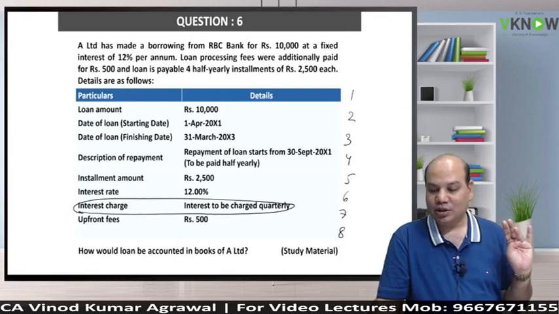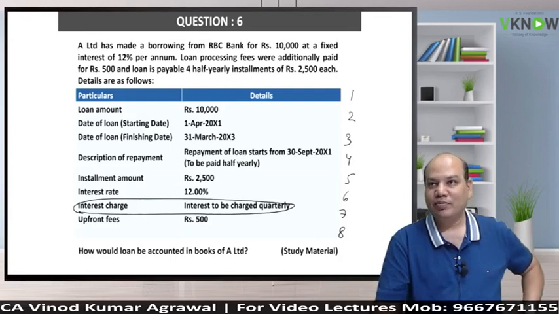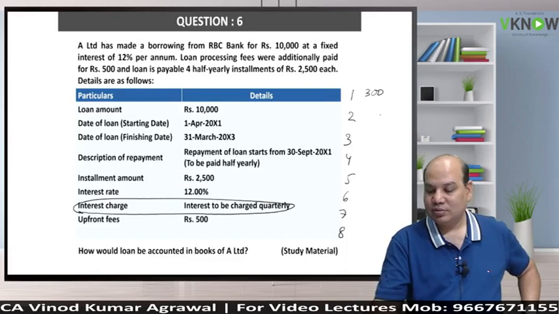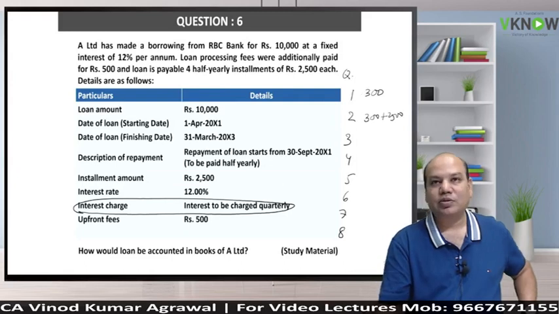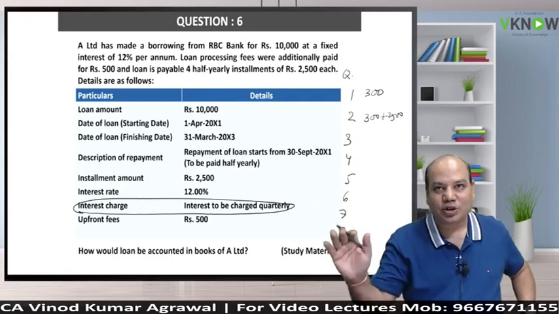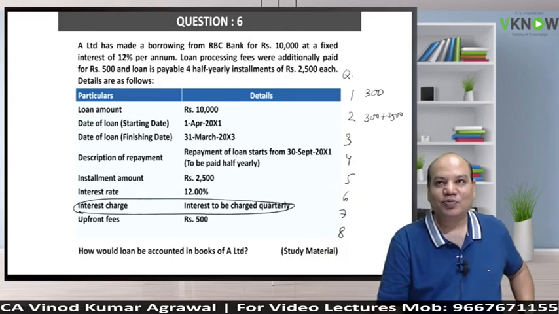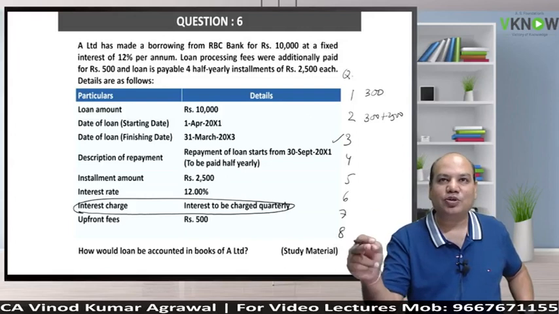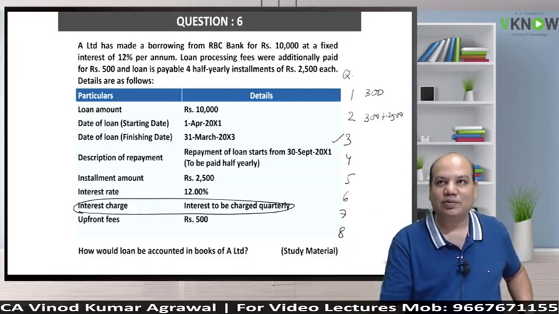So tell me, 10,000 rupees, 12% into 3 by 12. So first quarter how much do we pay? 300, na? Is it 300 for 3 months? Next quarter, these are quarter number 1, 2, 3, 4, 5, 6, 7, 8. You will pay 300 plus you will pay 2500 also. But then what happens? Your principal goes down to 7500 now. So in the third quarter, your interest will be on 7500 into 12% into 3 by 12.